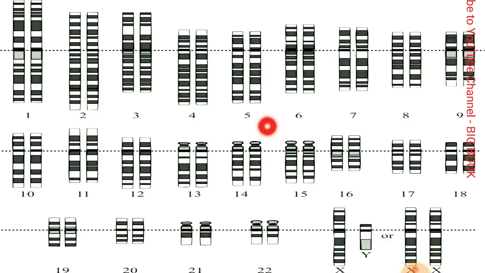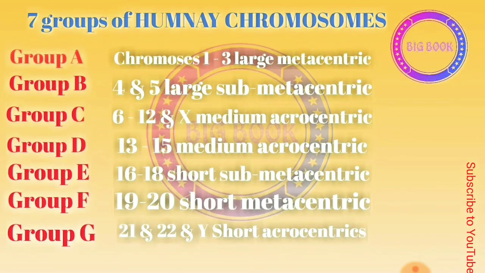13, 14 and 15 form the D group. 16, 17 and 18 form the E group, 19 and 20 form the F group, and 21 and 22 form the G group. But X, Y and XX separately are not going to form any kind of group, but I will discuss in the next slide what group they are going to belong to. So this is the actual description of the grouping within the human karyotype.